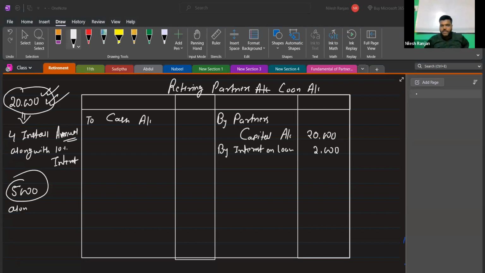Wait, actually, my laptop battery is low.